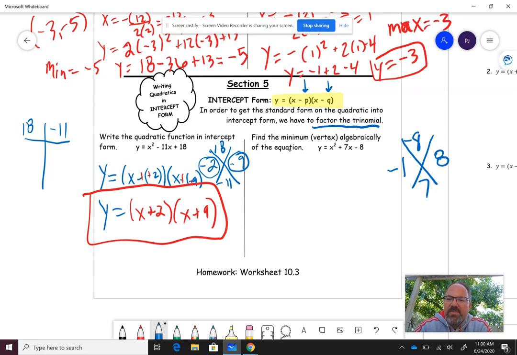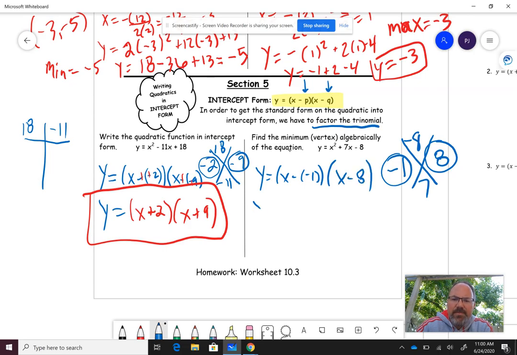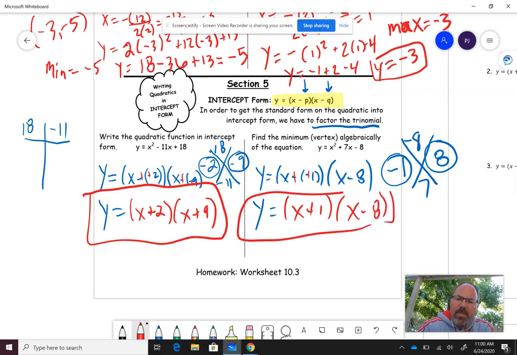Negative times a positive is a negative. Negative 1 plus 8 is positive 7. Winner, winner, chicken dinner. So this goes in here like this. Y equals x minus negative 1, x minus positive 8. Minus and a minus, bam, bam, plus, plus, x plus 1, x minus 8. There you go, intercept form.